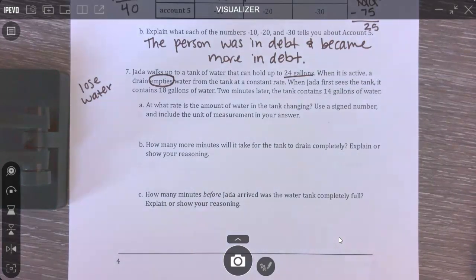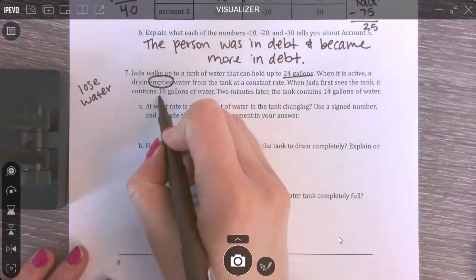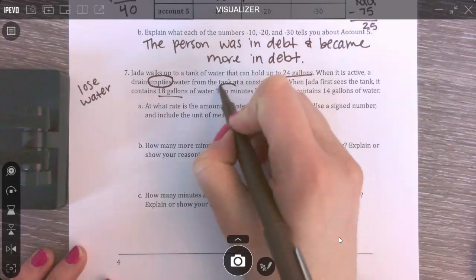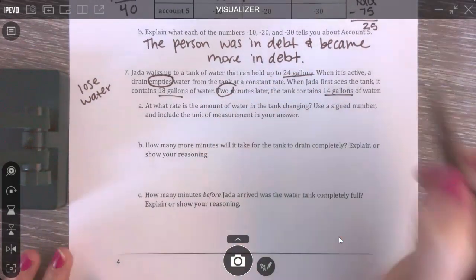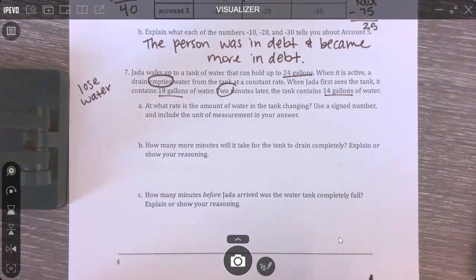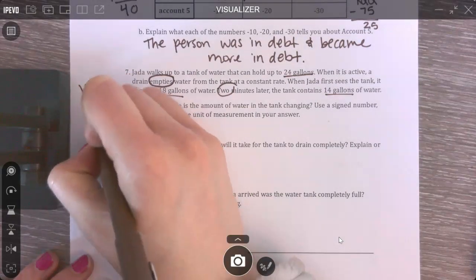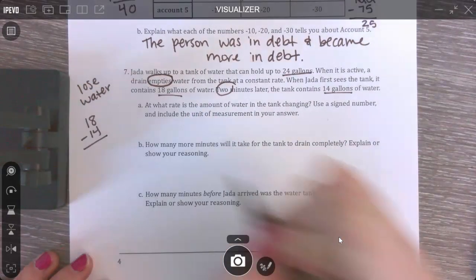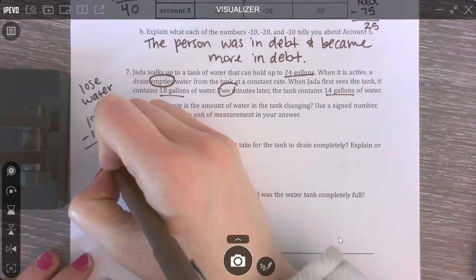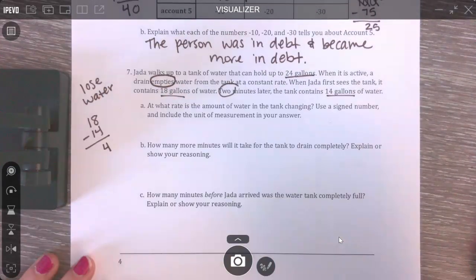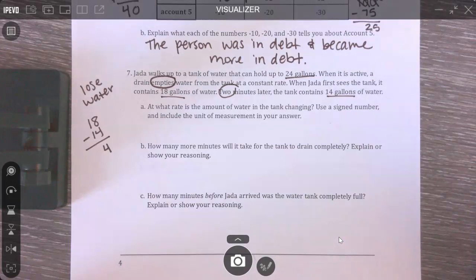rate. When Jada first sees the tank, it contains 18 gallons of water. 2 minutes later, it contains 14 gallons of water. So we lost water. Well, how much water did we lose over that 2 minutes? Well, I'm going to think, what's 18 minus 14? You might be able to do that in your head, but 8 minus 4 is 4. 1 minus 1 is 0. So we lost 4 gallons in 2 minutes.